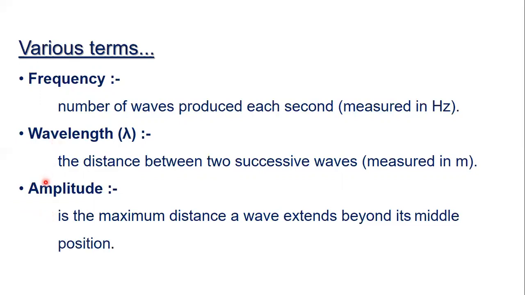Now, what is wavelength? The distance between two successive waves. Meter is the SI unit, so I used it here. For frequency, we will use hertz. What's amplitude? It is the maximum distance a wave extends beyond the middle point. And you know about that. If we plot a wave on the x-axis and the y-axis shows its absorbance, then the distance covered on the y-axis, we call amplitude.